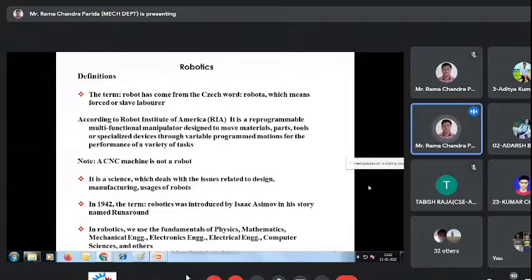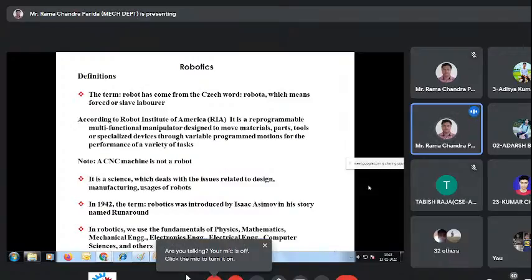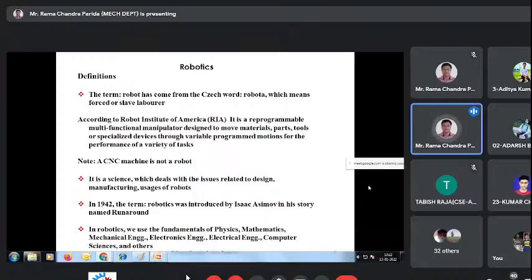In this robotics, the word robot came from robota, which means forced slave labor. And you have to remember that definition. Who can read that definition? What is written according to the Robot Institute of America? Who can read? According to the Robot Institute of America, it is a reprogrammable multifunctional manipulator designed to move materials, parts, tools, or specialized devices through variable programmed motions for the performance of a variety of tasks.